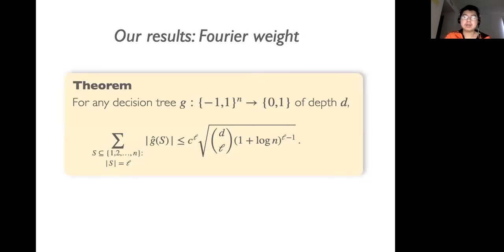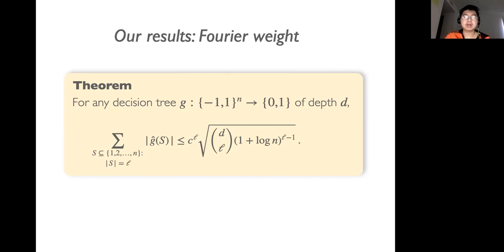At the heart of the analysis for all the above separation results is the following new Fourier analytic bound on decision trees, which we believe is important in its own right. In particular, we show that for any decision tree of depth D, if we take the Fourier coefficients from the Fourier spectrum at level L, and take the sum of their absolute values, then this quantity is bounded above by c to the L, where c is an absolute constant, times square root of (D choose L) times (1 plus log n) to the L minus 1.